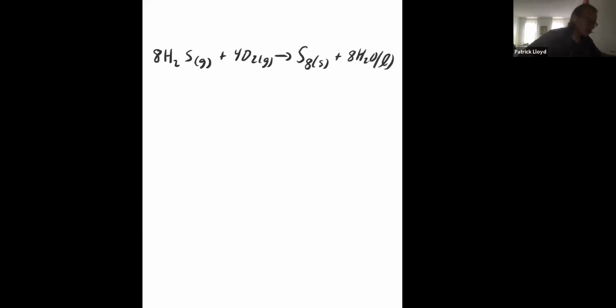There we go. So the equation is 8H2S, which is a gas, plus 4O2, which is a gas, yields S8, which is a solid, and then 8H2O, which is a liquid. Okay, interesting reaction, actually. It's hydrogen sulfide plus oxygen forms sulfur and water. I wouldn't have guessed that.